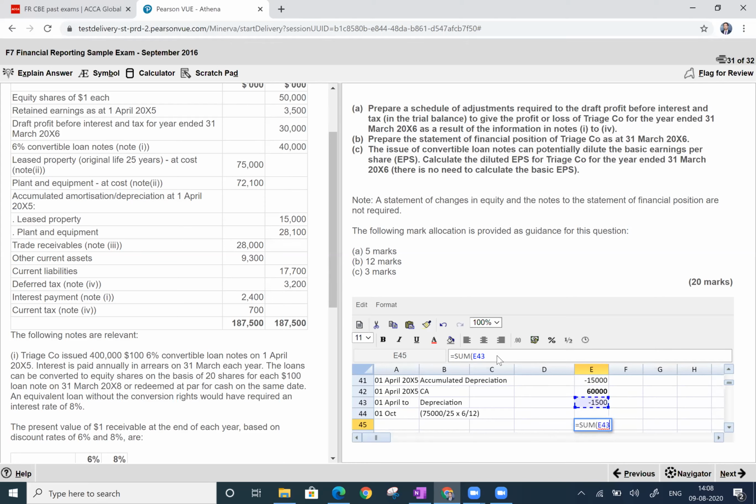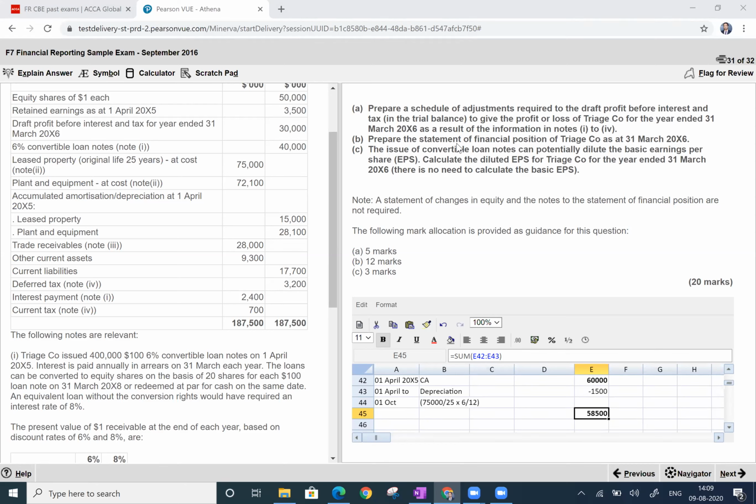Close the brackets plus enter. What I'll get is, yes, 1,500. No, you cannot take 60,000 divided by 20. Your answer will be correct because it's 1,500.